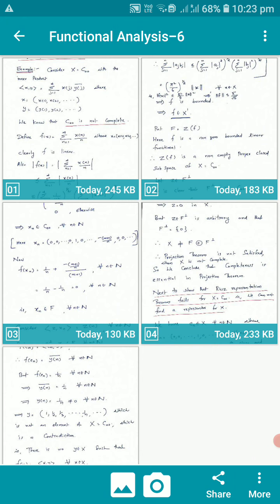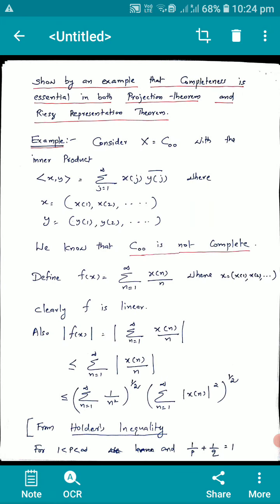In the last classes we already studied in detail the projection theorem and the Riesz representation theorem with the proof. There we mentioned that both theorems are defined on a complete space. But completeness is essential in both these theorems. That can be explained by means of an example. So, show by an example that completeness is essential in both the projection theorem and the Riesz representation theorem.